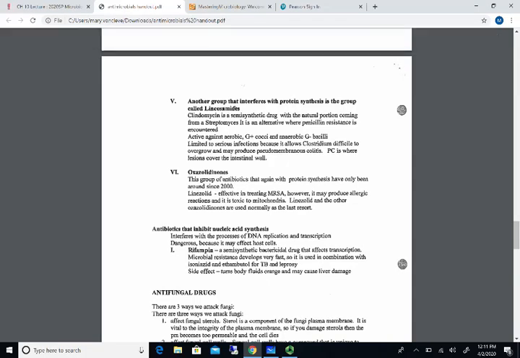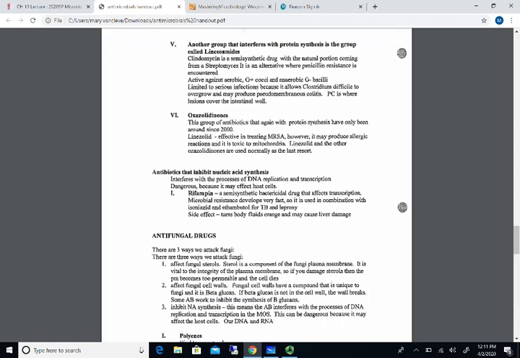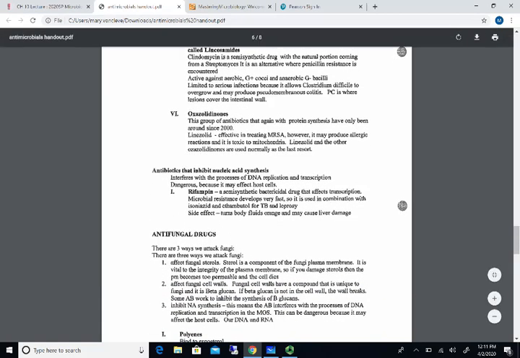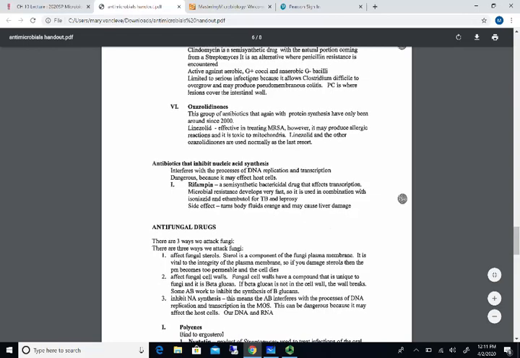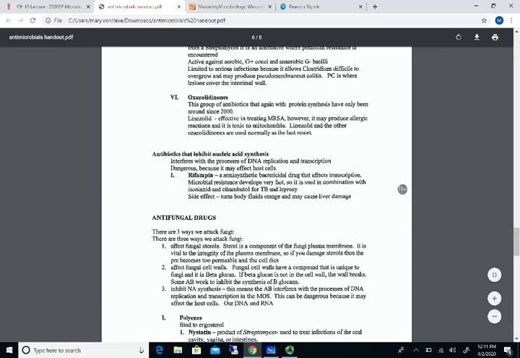Another class is lincosamides. In this group or class, we would have clindamycin. Again, this comes from the bacterium Streptomyces. We derive it from that. Very useful drug. We have to be careful because it's limited to serious infections because it's such a strong drug. If we're not careful, it'll kill all the normal flora, and C. diff can be a problem.